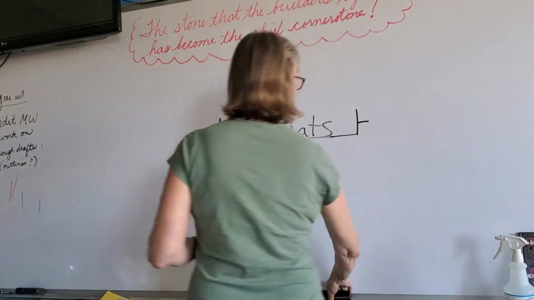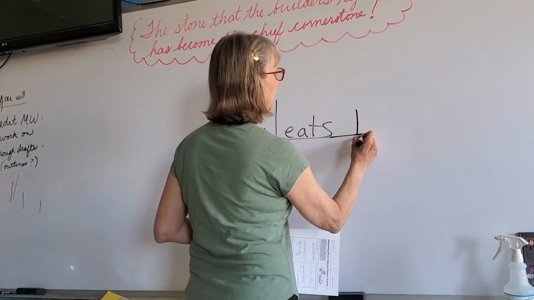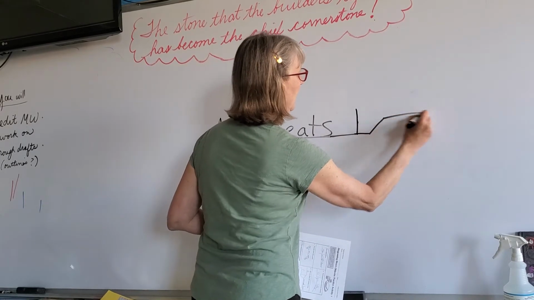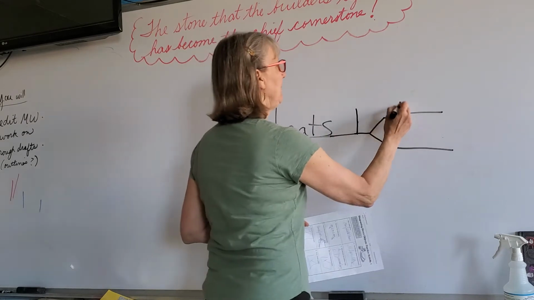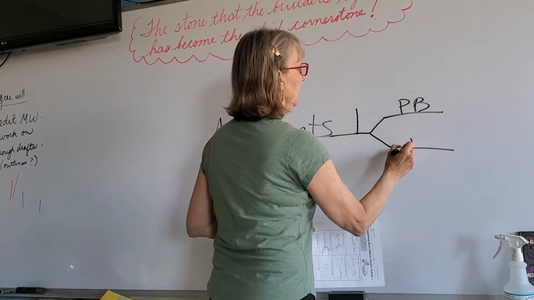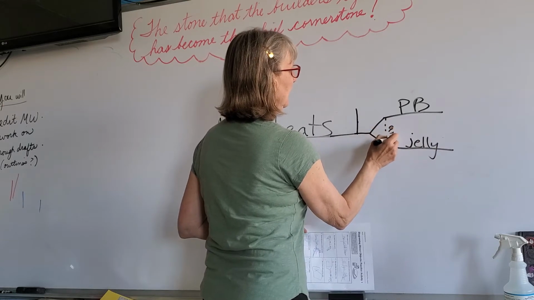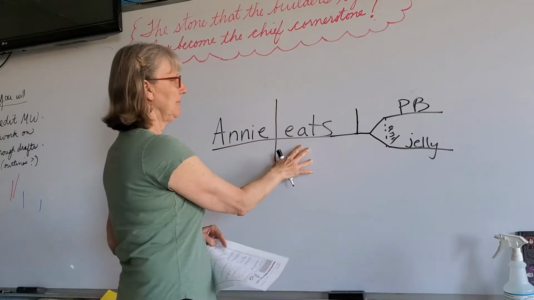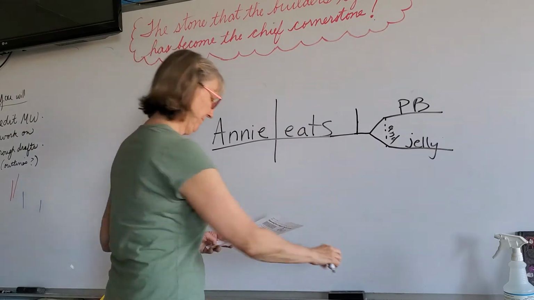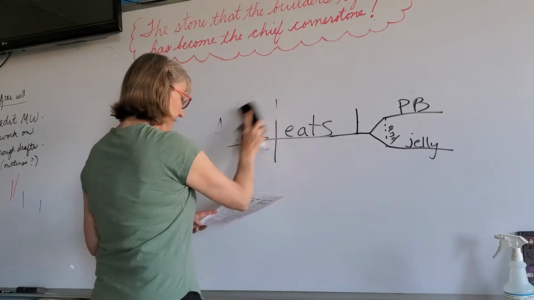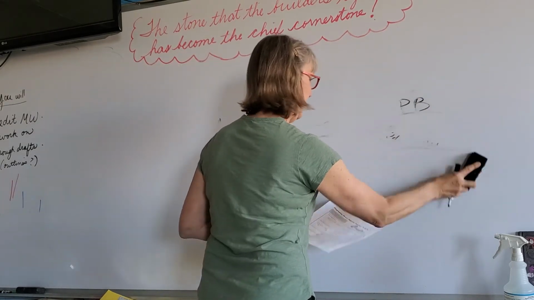Okay. I'm going to go with what I originally thought. We're just going to extend the line here a little bit, and then we will make our little arrow right there. So Annie eats peanut butter, and she eats jelly. Simple subject, verb, direct object, but it's a compound direct object. Okay? All right, you will do number 7, number 4, and number 8.